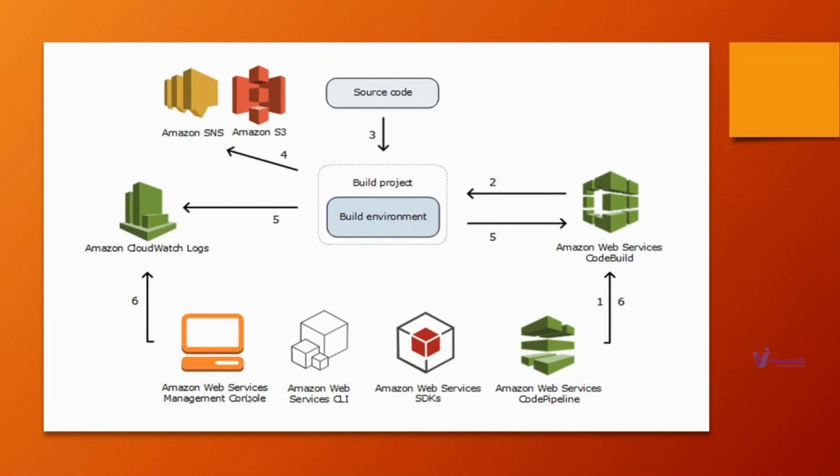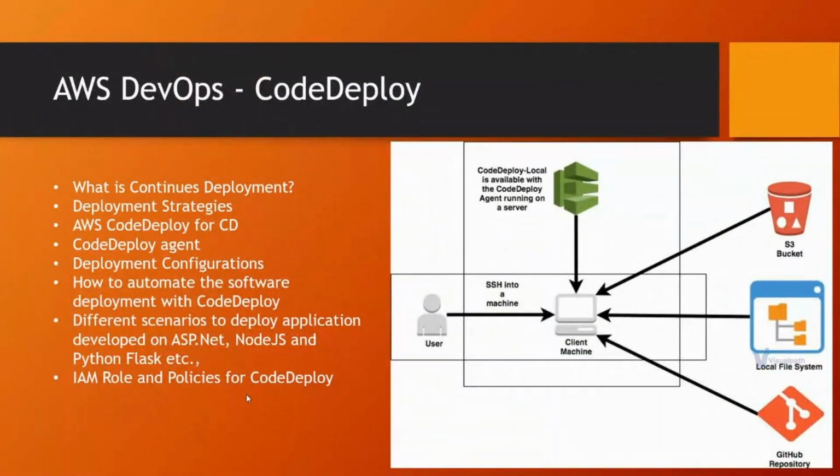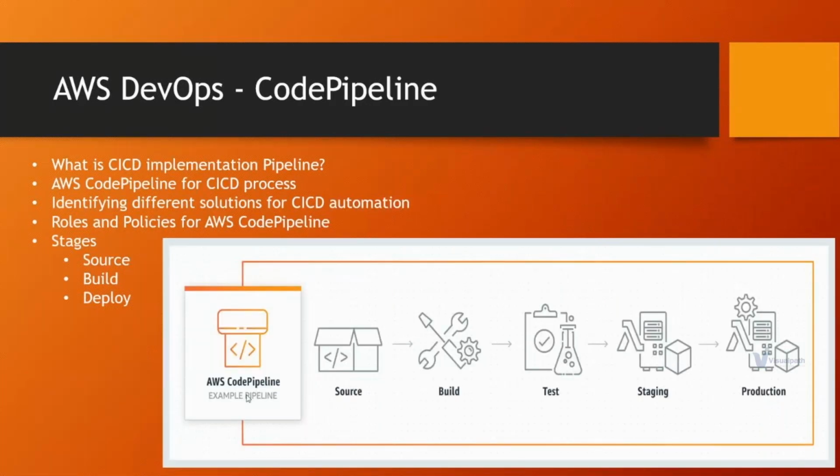Okay, and then we need to understand about CodeDeploy. So what is continuous deployment or continuous delivery? What is CD? What are the other tools we have in open source? How CodeDeploy is really useful for us in an AWS DevOps environment, and how we can integrate that. All these things we can understand as a part of CodeDeploy. And then the last one is CodePipeline. CodeCommit, CodeBuild, CodeDeploy, and then CodePipeline.